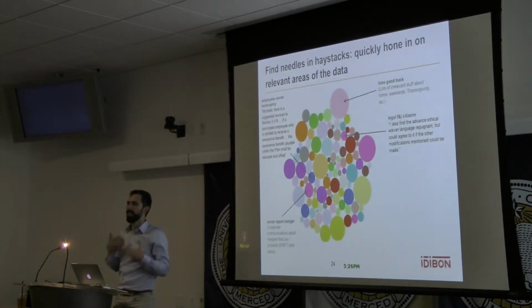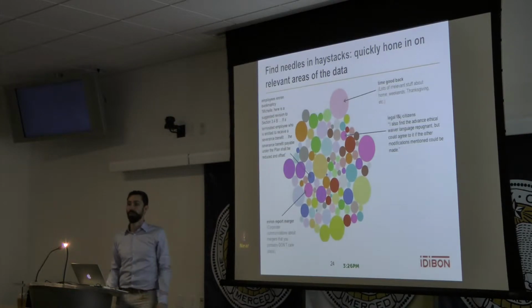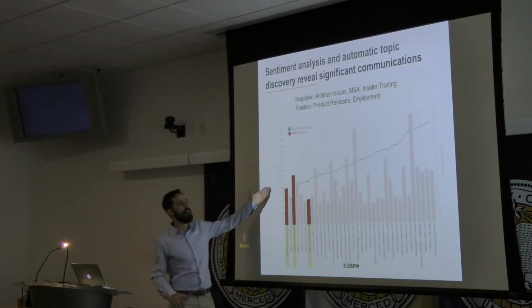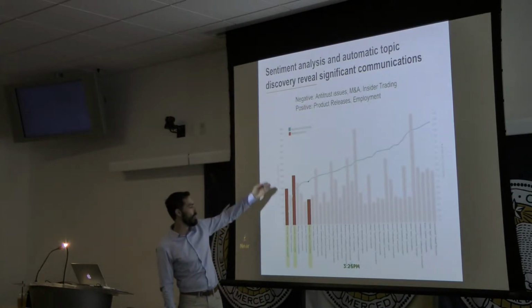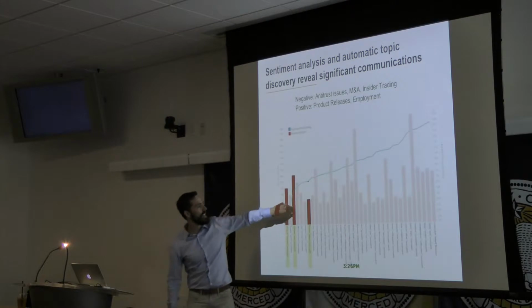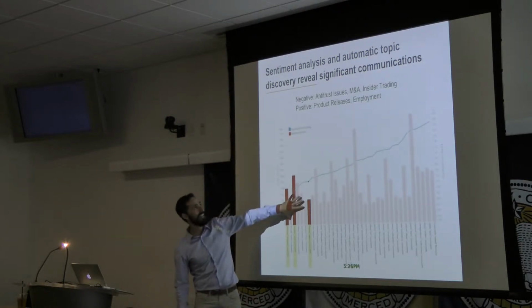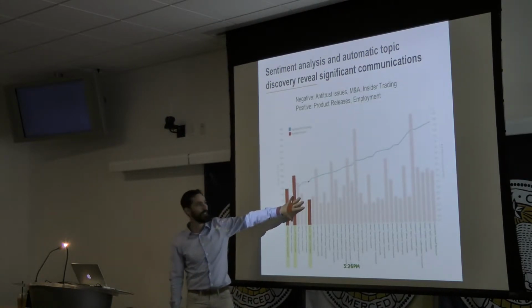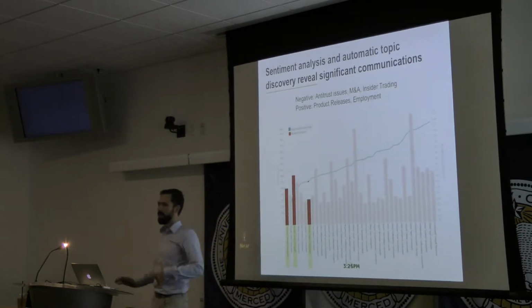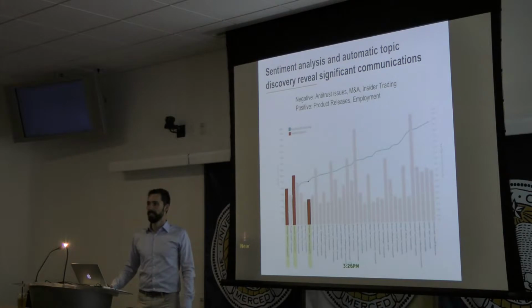So topic modeling gives you this ability to hone in on corners of the data. That's nice. And then if you layer it over with sentiment, you can say, okay, well, wow, these ones down here, the most negative, happen to be antitrust and mergers and acquisition conversations. And these ones up here are topics where people are talking positively about product releases and things like that.